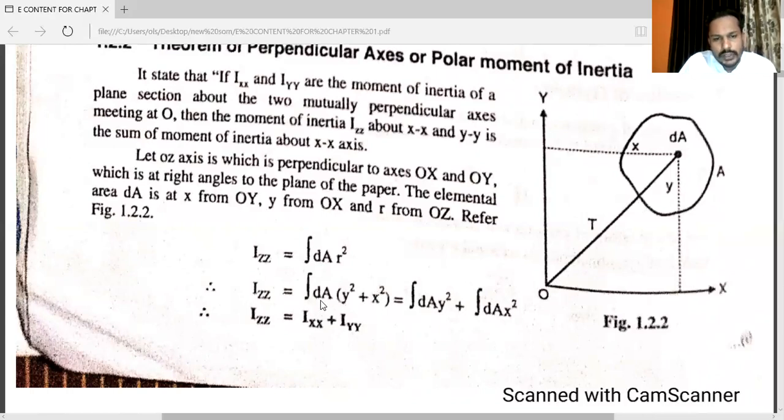So the formula will be integration of dA in bracket Y square plus X square. This R square is replaced by Y square plus X square. If you simplify this, you will get integration of dA into Y square plus integration of dA into X square. And we know that integration of dA into Y square is nothing but Ixx. Integration of dA into X square is nothing but Iyy. So here Izz is equal to Ixx plus Iyy.